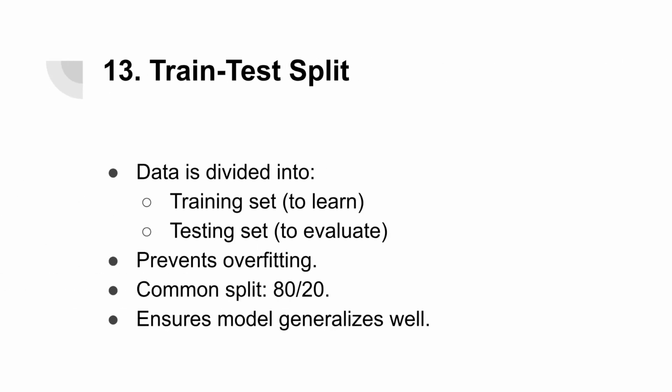The train test split divides data into a training set to learn and a testing set to evaluate. A common split is 80/20ths, ensuring the model generalizes well and prevents overfitting.